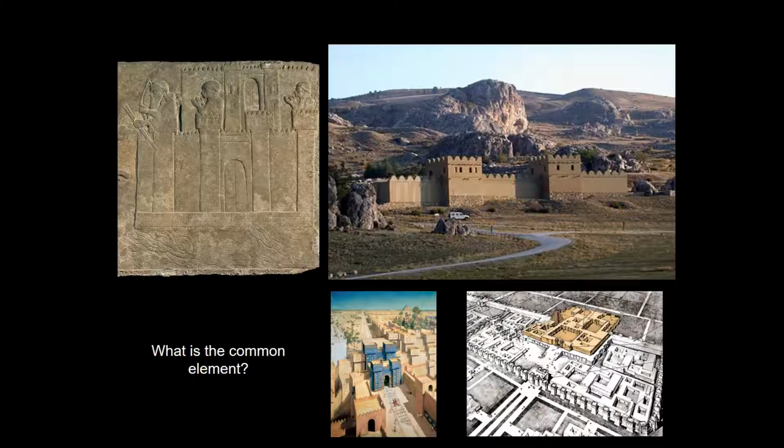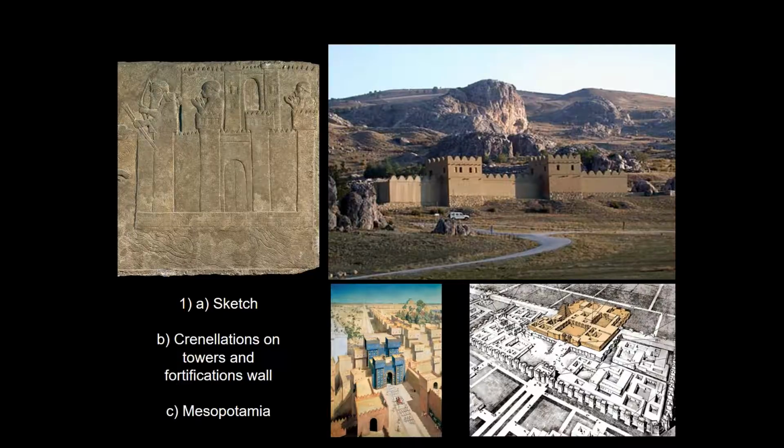How they're built with rectangular towers at certain measured points, and how they all seem to have, even in this Assyrian relief, these pointy bits on top. Now, the technical term for pointy bits is crenellation. These are fortification walls that have crenellations.